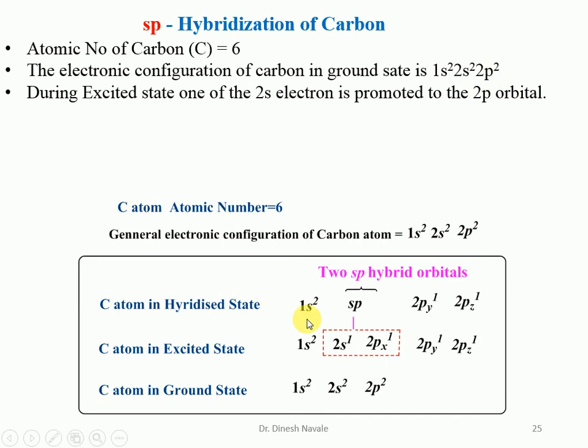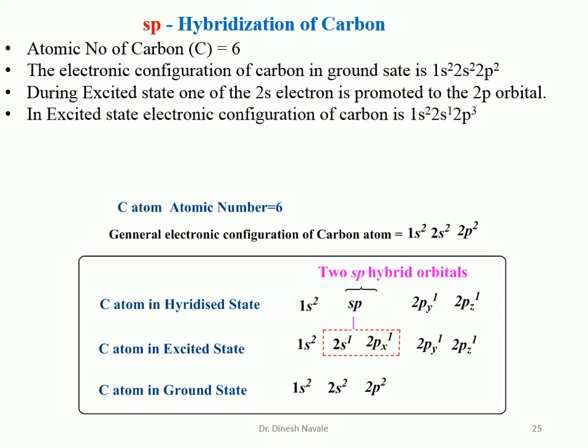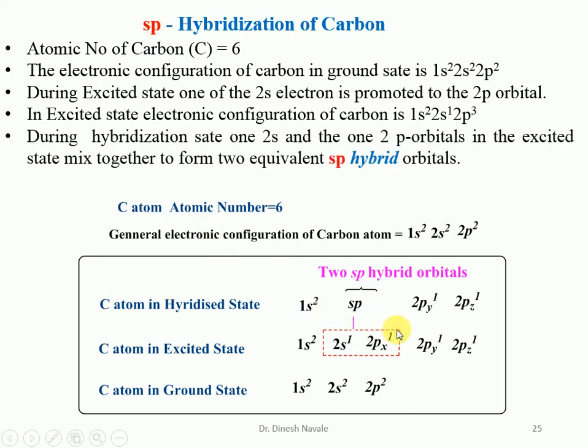But in the excited state, one of the 2s electrons will go into the 2pz orbital. This is how the excited electron goes into the next orbital. And in the excited state, the electronic configuration will be 1s2, 2s1 and 2p3. And we are discussing here the sp hybridization. So during hybridization, we are going to see the mixing of one s orbital and one p orbital. As mentioned here in the red bracket, one 2s and one 2px orbital will mix together and give the formation of sp hybridized orbitals.